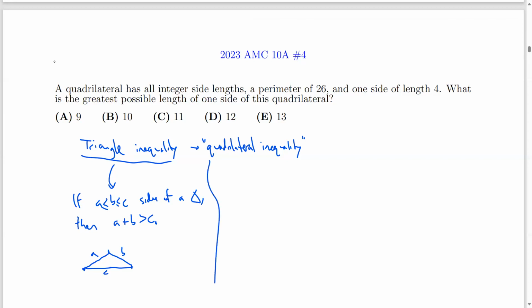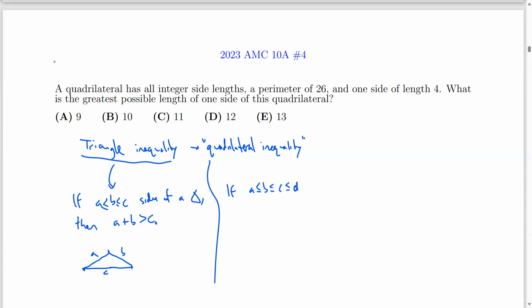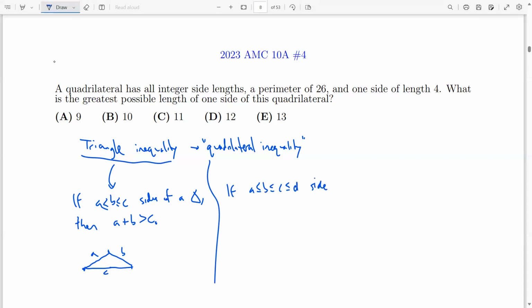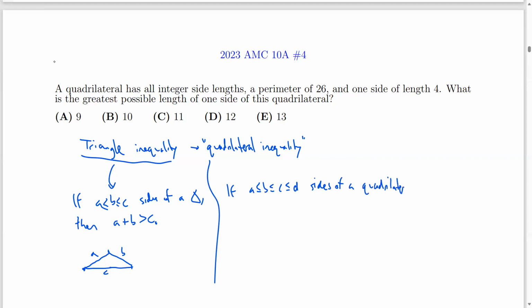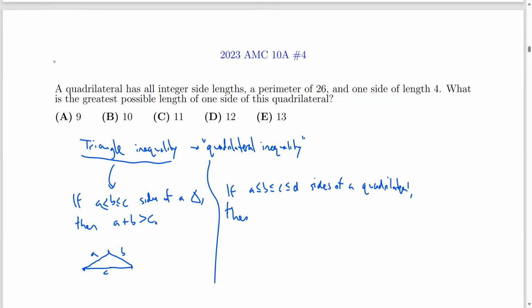So now we can extend this to a quadrilateral version of the triangle inequality. And we'll state that if A, B, C, and D are the side lengths of a quadrilateral, and again, we're assuming that they're sorted in increasing length, then the sum of the shorter three sides has to be strictly greater than the length of the longest side. So we're going to apply this inequality to find the greatest possible length of one side of this quadrilateral.